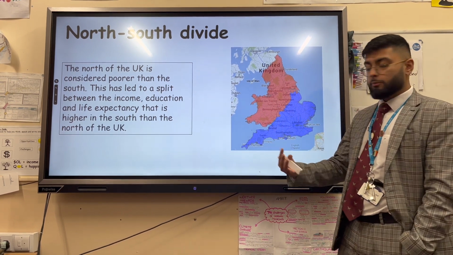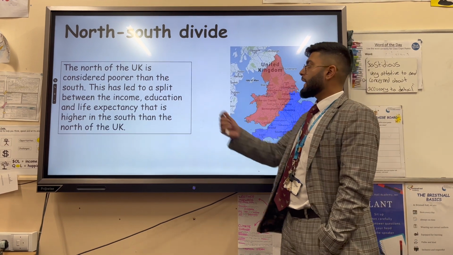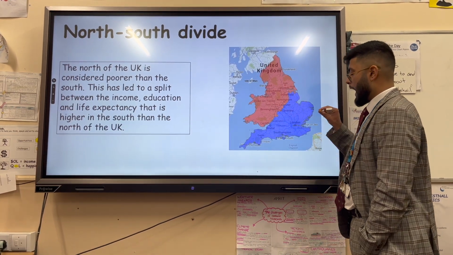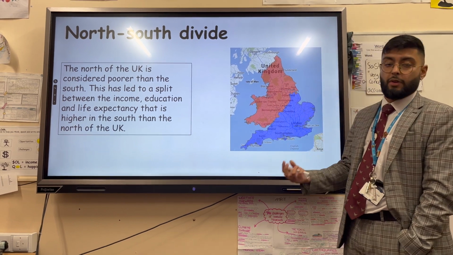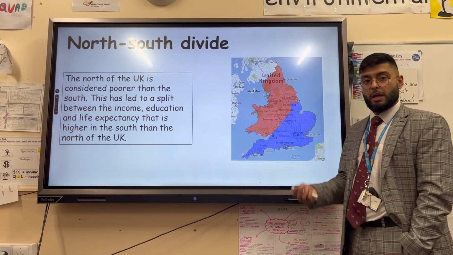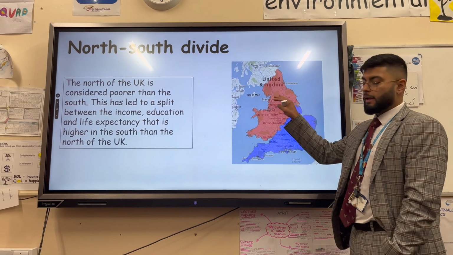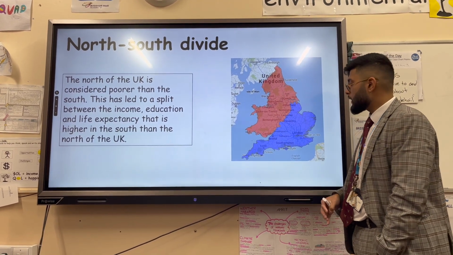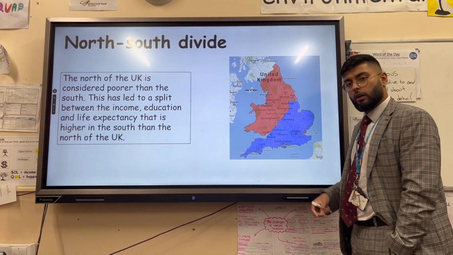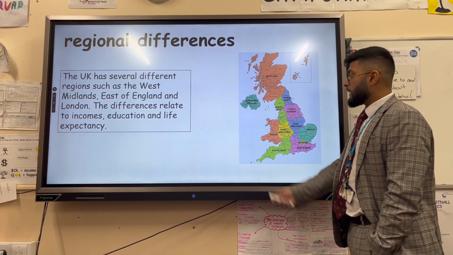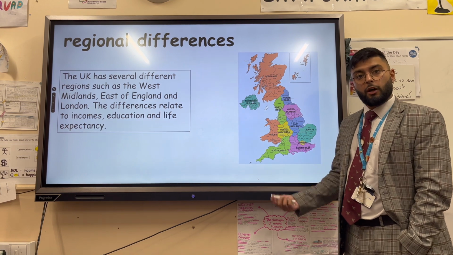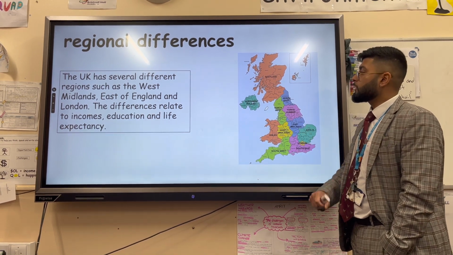So not only income, whether people are rich or poor, education is generally worse in the north and better in the south, and even life expectancy, due to the many factors that influence people's quality of life. People generally live shorter lives in the north of England and longer, healthier lives in the south of the UK. And we can describe the North-South Divide, and other regional differences, as regional differences.